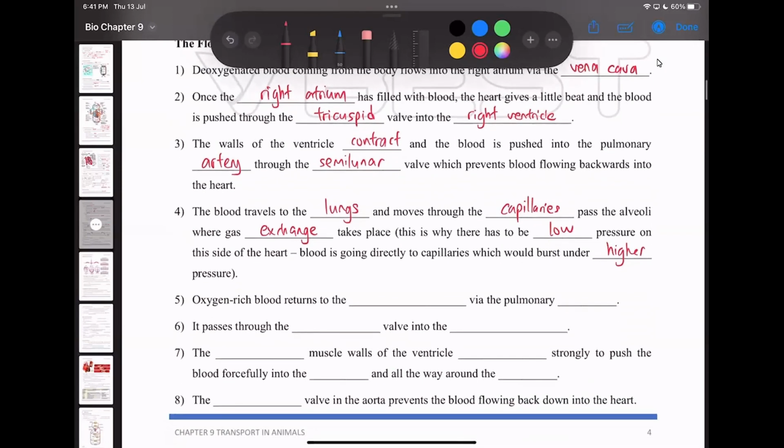Okay, so after it leaves the lungs, it is now oxygen rich, which is oxygenated blood, but then returns to the left atrium via the pulmonary veins. Okay, so it passes through the bicuspid valve into the left ventricle.